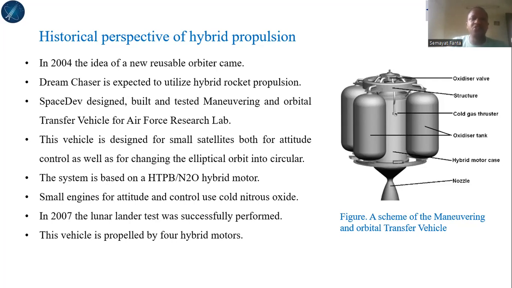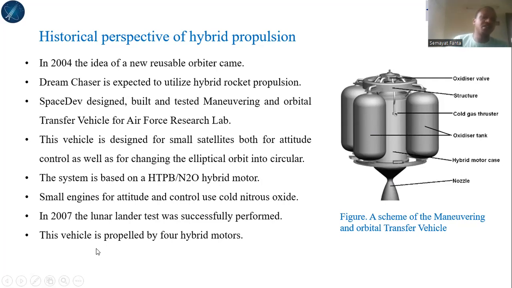This polybutadiene with nitrogen oxide. So the polybutadiene part is the fuel and the nitrogen oxide is the oxidizer. So both of them come together and make a hybrid rocket. So you can see here, hybrid motor is here, oxidizer tanks are there, cold gas thrusters are attached here, okay, oxidizer valves are there, and this is the nozzle construction.